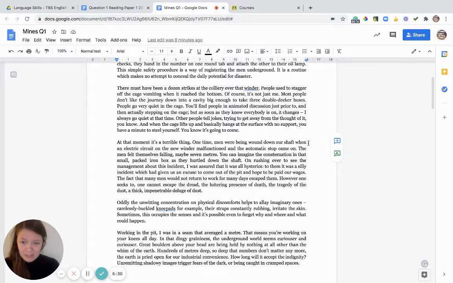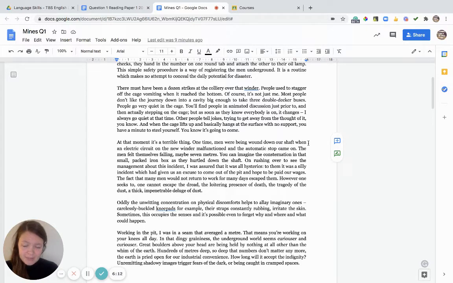On rushing over to see management about this incident, I was assured that it was all hysterics. To them, it was a silly incident which had given us an excuse to come out of the pit and hope to be paid our wages. The fact that many men would not return to work for many days escapes them. However one seeks to, one cannot escape the dread, the loitering presence of death, the tragedy of the dust, a thick, impenetrable deluge of dust. Oddly, the unwitting concentration on physical discomforts helps to allay imaginary ones. Carelessly buckled knee pads, for example, their straps constantly rubbing, irritate the skin. Sometimes this occupies the senses and it's possible to even forget why and where and what could happen.